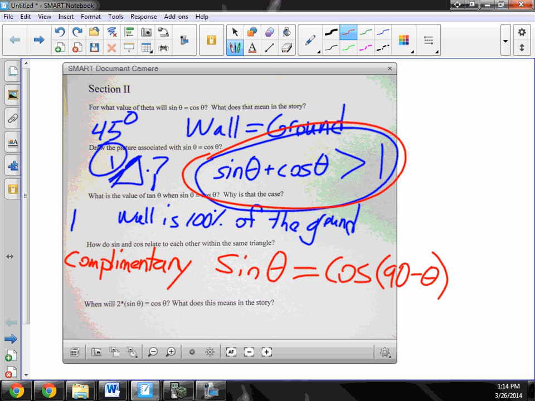Okay? All right. This one trips people up, but it's super easy. You just freak yourselves out. When will 2 sine of theta equal the cosine of theta? Yes? No. No, that's not true.